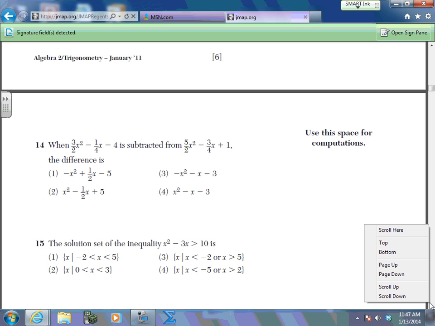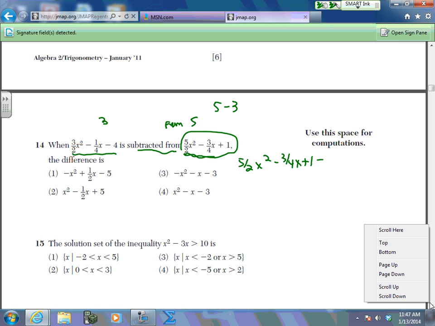Okay. Number 14, be careful of number 14. The problem is the wording. This piece is subtracted from this piece. 3 is subtracted from 5, so you say 5 minus 3. You take this one and you subtract the entire piece. They did set it up nicely so that your denominators would work. Just remember that it's this whole thing, so you have to distribute your negative sign.